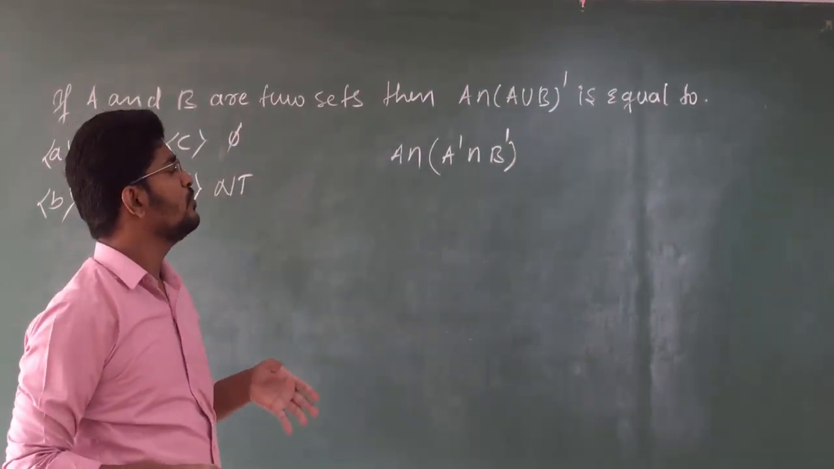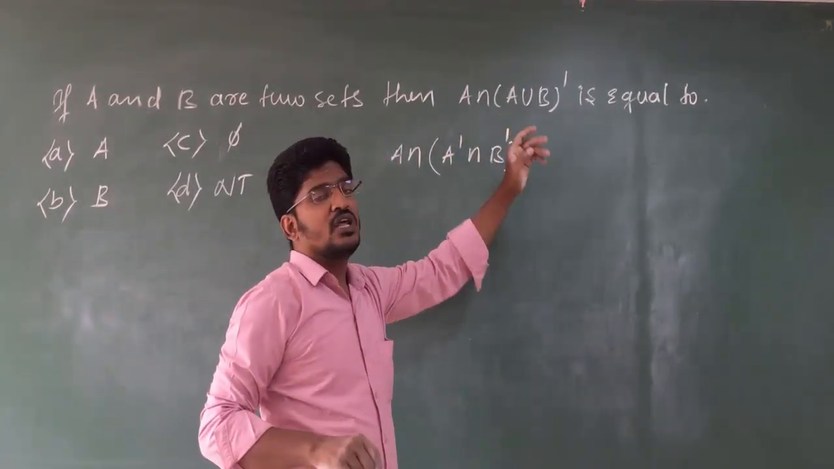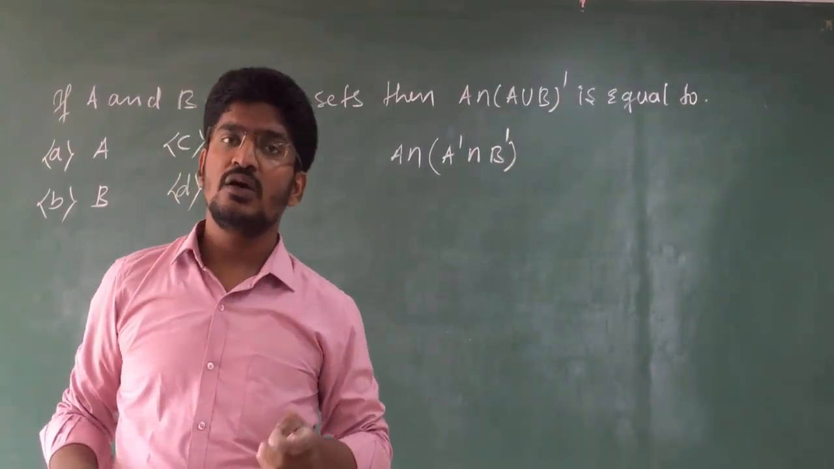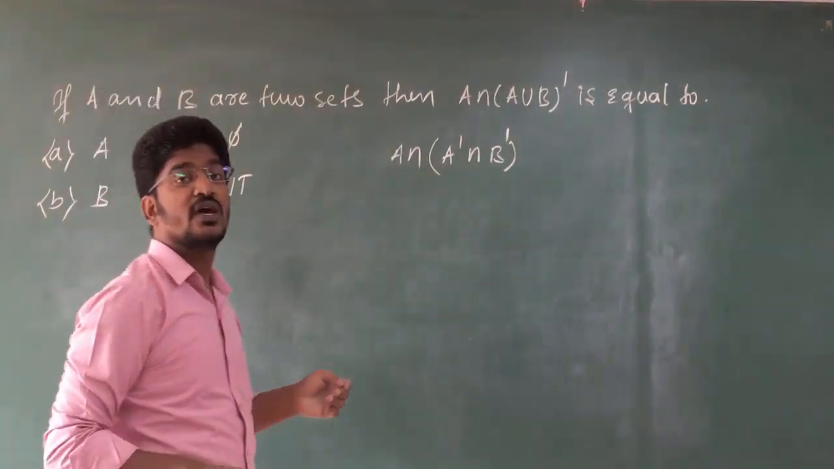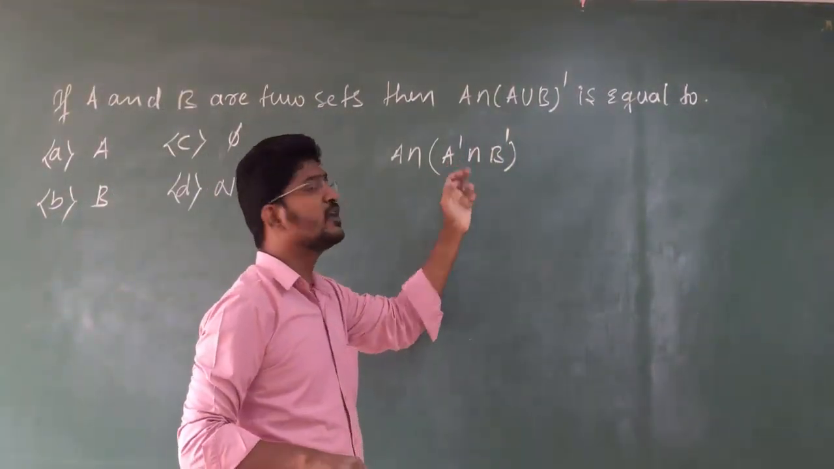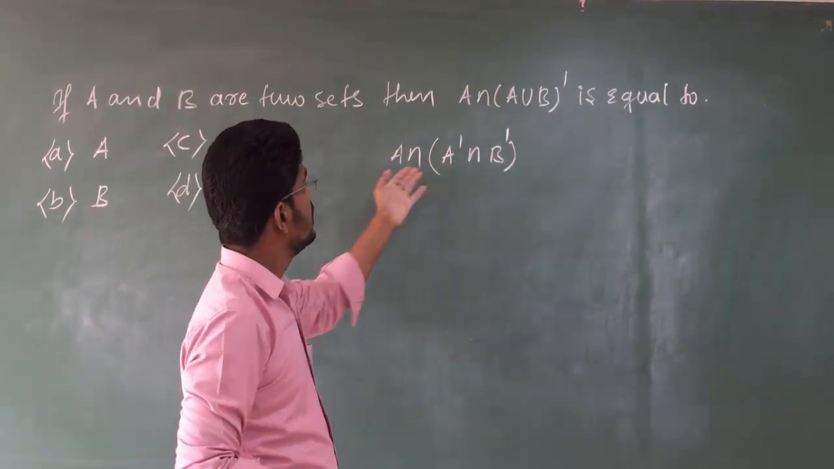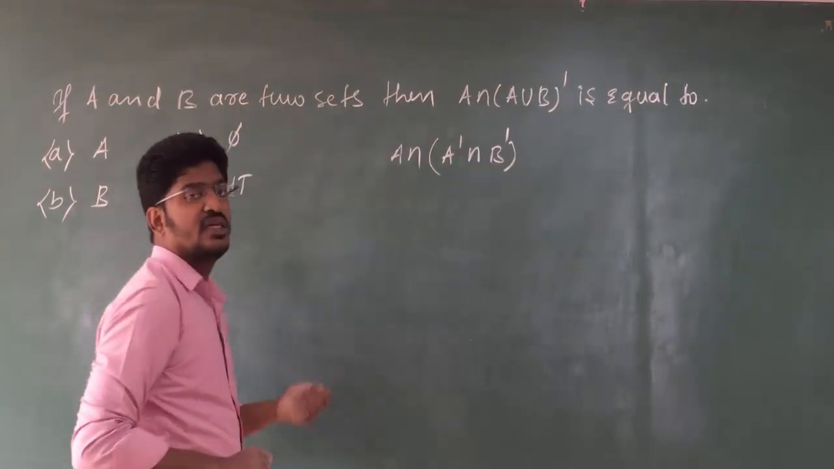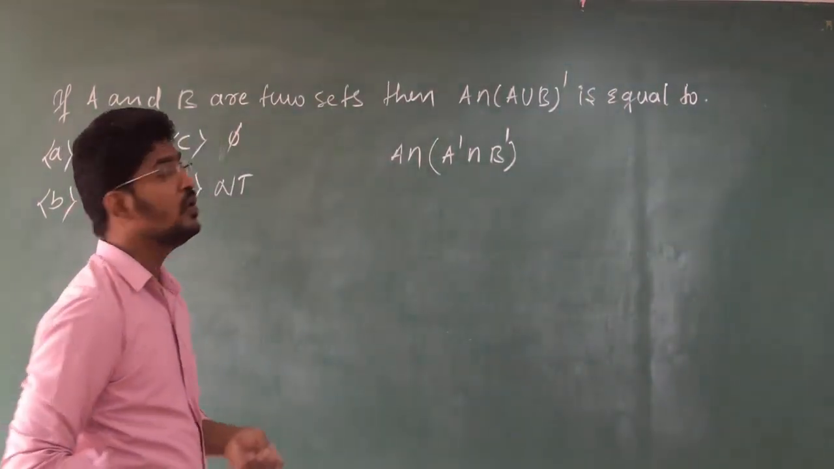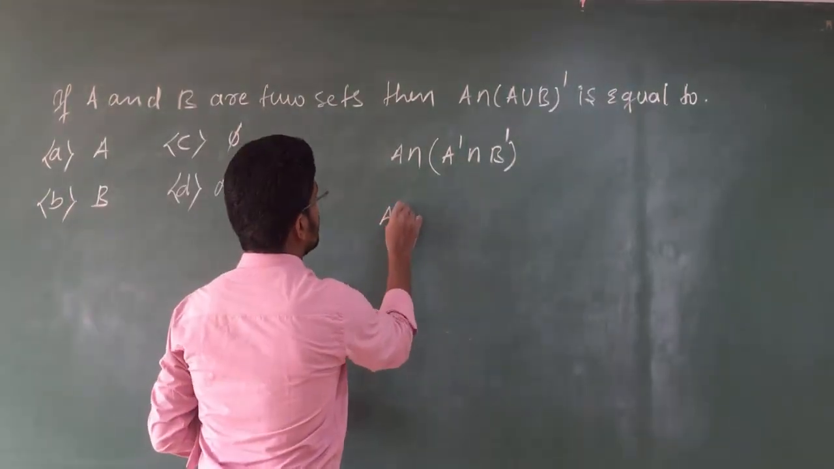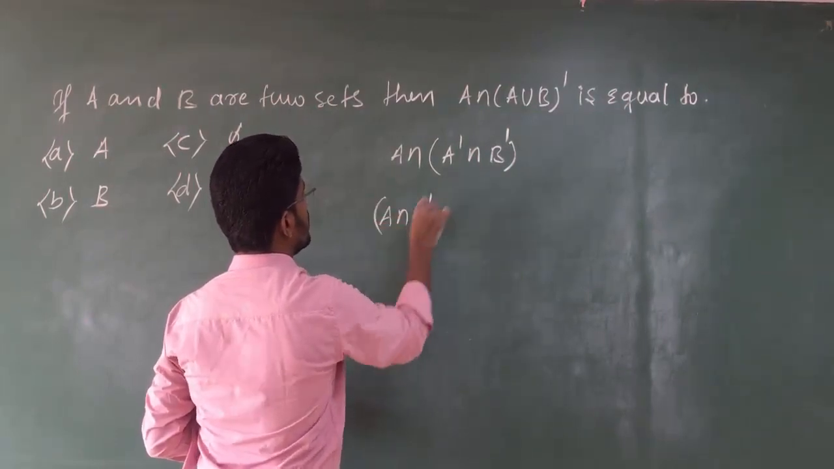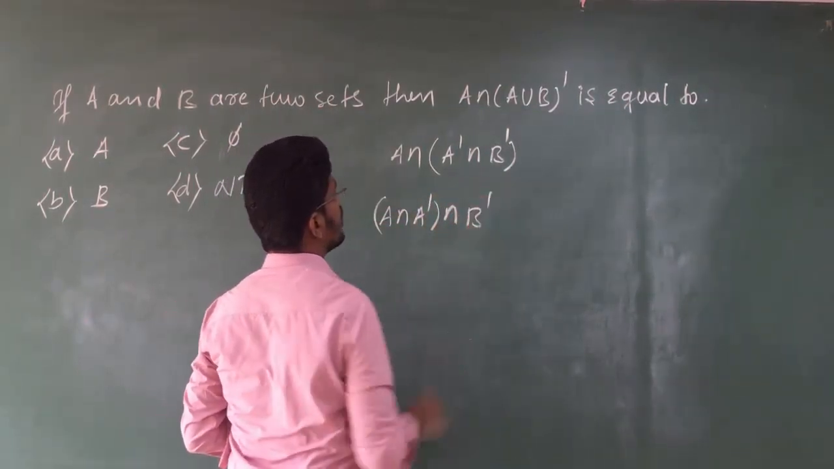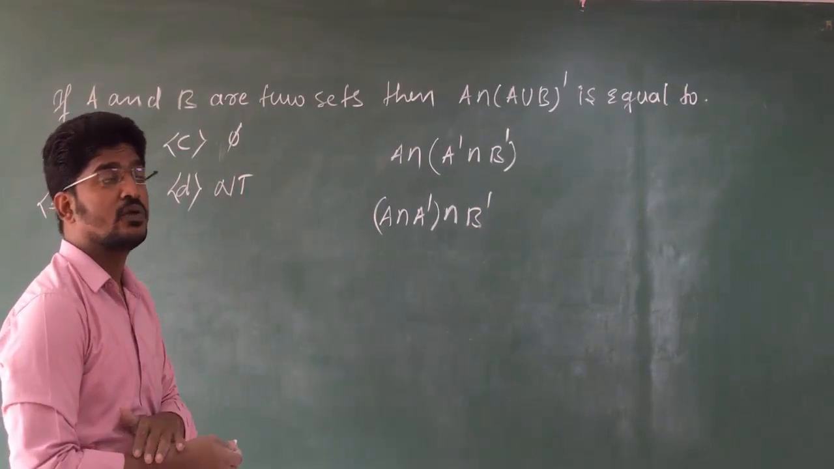Very simple problem. If you apply A union B whole complement, by De Morgan's law you can understand that A union B whole complement is A complement intersection B complement. Here you apply the associative law, because in intersection the associative law is true. So apply the associative law: A intersection A complement intersection B complement.